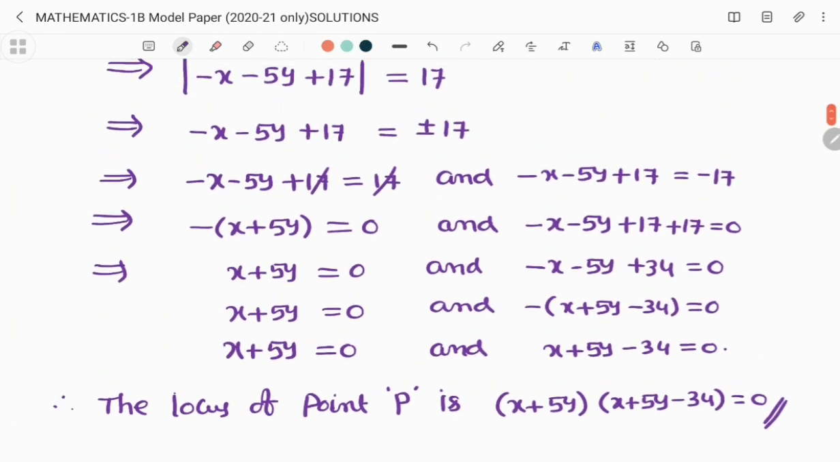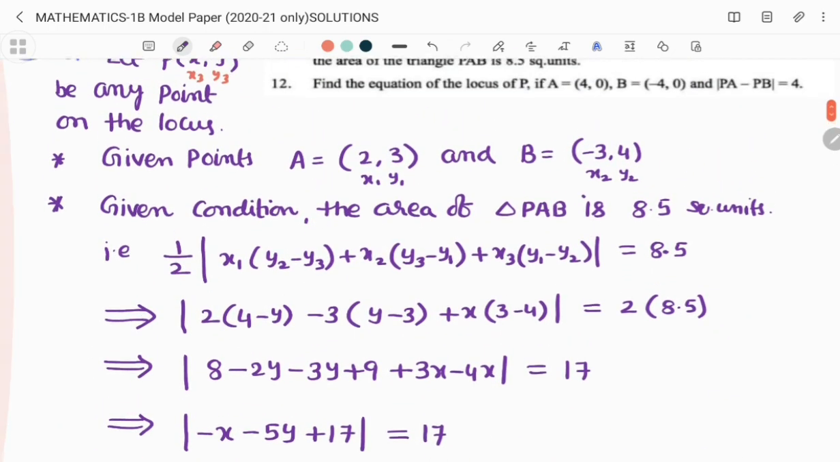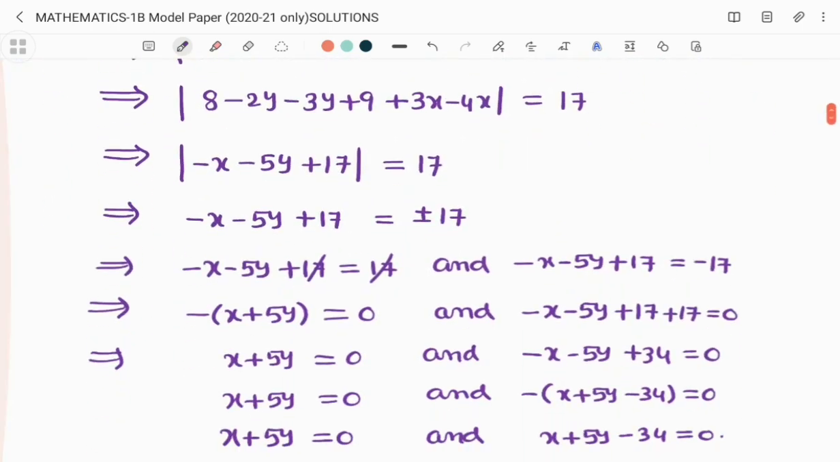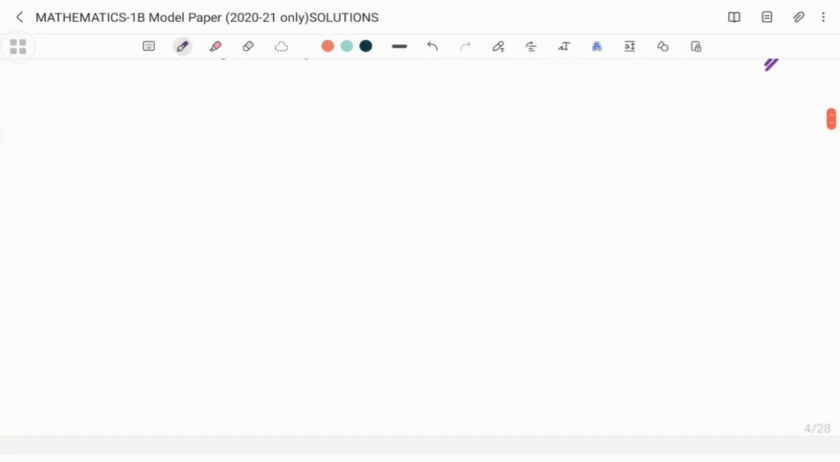I hope everyone understands this, students. This is the way you can do that. Question number 11 completed. And question number 12: find the equation of the locus of point P if A equal to 4 comma 0, B equal to minus 4 comma 0, and the geometrical condition is mod PA minus PB is equal to 4. So the first step is: let P of x comma y be any point on the locus. We'll move to the question number 12 answer.